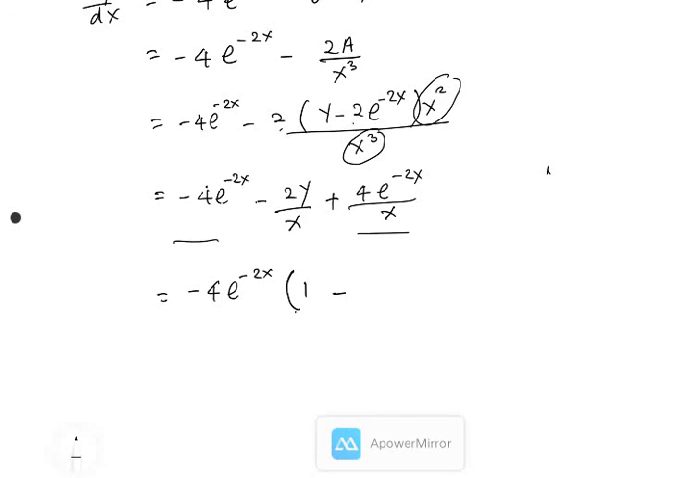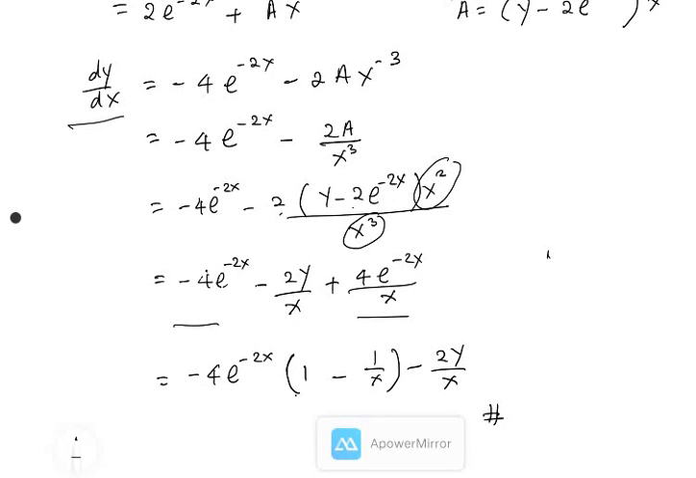1 minus 1 over x minus with 2y over x. So class, can you tell me what is the order of the differential equation? This is the first order because it's a dy over dx. So the answer is this one. Okay, so this is the first order of the differential equation. You understand now?